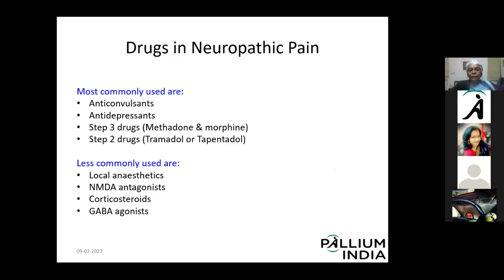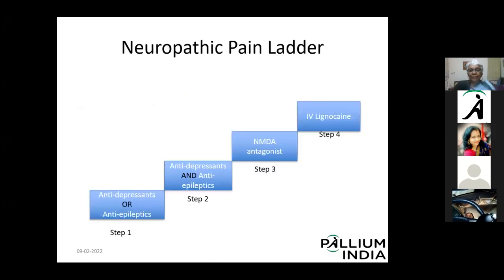The most commonly used drugs in neuropathic pain are the anticonvulsants and antidepressants, or even you can give drugs like the step 3 drugs such as methadone and morphine, and the step 2 drugs as well. The less commonly used drugs are the local anesthetics and NMDA inhibitors.